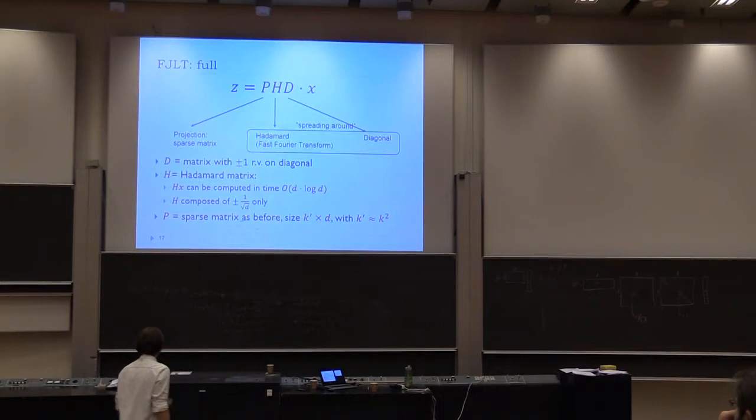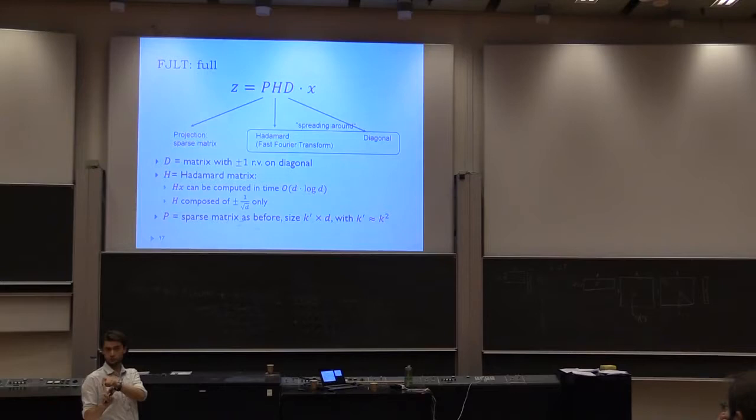Basically the proof that this works will be to prove that these two matrices together achieve the purpose of spreading around, and that once we spread around x, the projection works. So there are two things to prove. One, that this does indeed achieve the dimension reduction. Part two, to show that this can be done fast.